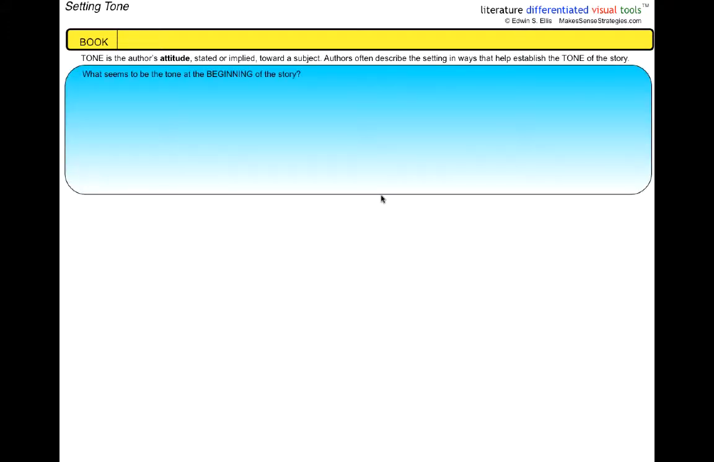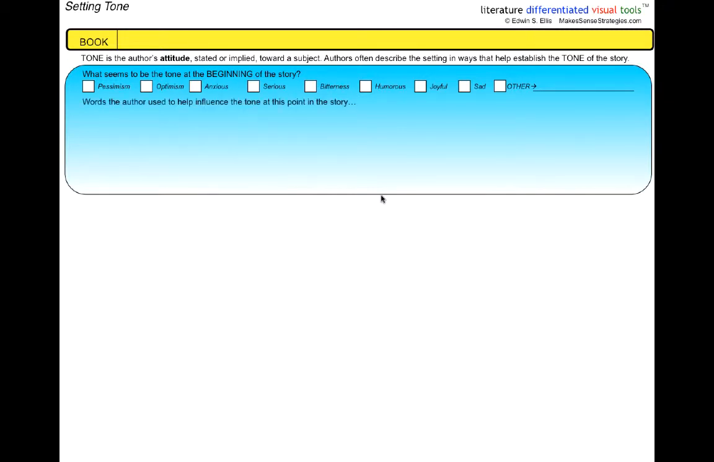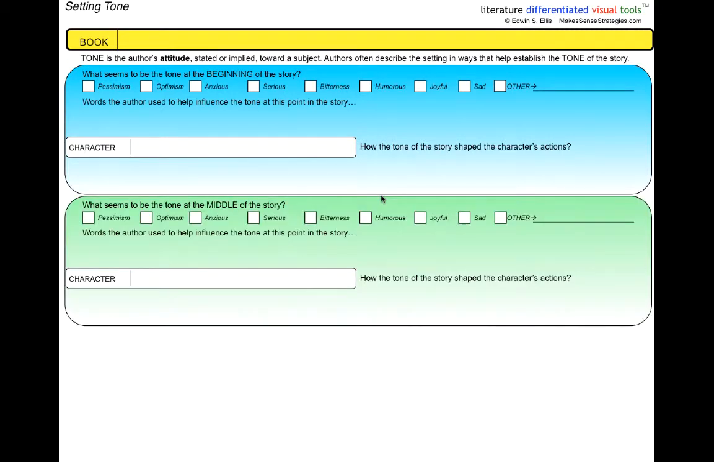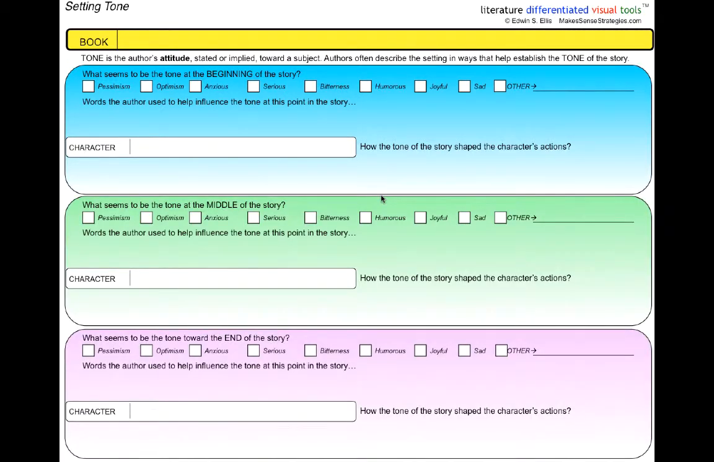Then we'll think about what happened at the beginning of the story and have students identify what seems to be the tone. I've provided some basic prompts, for example, pessimism or optimism, anxious, serious, bitterness, humorous, joyful, sad, or some other dimension of tone. Then we'll identify some specific words the authors used to help influence the tone at this point in the story. We'll follow that by identifying a specific character in the story and then address how the tone in the story seemed to shape the character's actions. Then we'll do the same thing for the middle of the story and again at the end of the story.